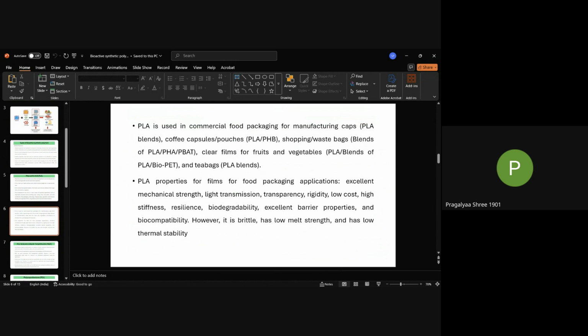The commercial applications are nothing but what? It is used in the manufacture of caps, coffee capsules and pouches, bags like shopping bags, clear films for fruits and vegetables, and tea bags, because of the good properties which it possesses.